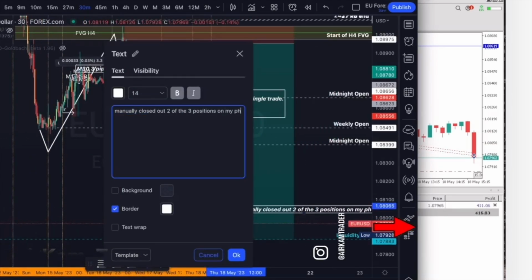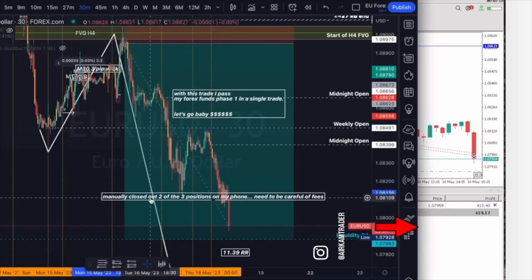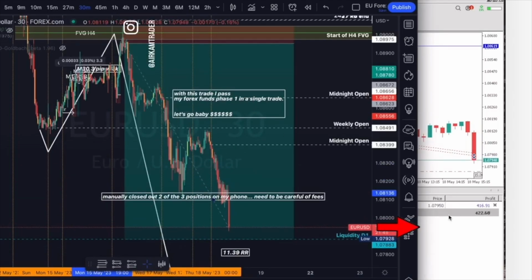Because losing on trades or losing an account for a real trader, that doesn't mean anything. That's just a speed bump.